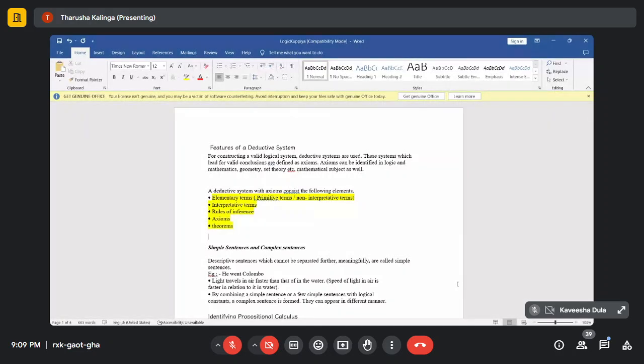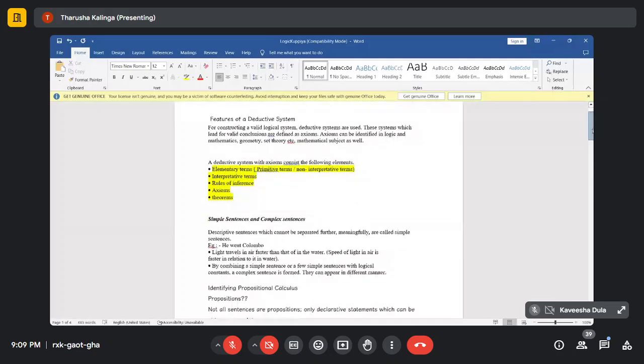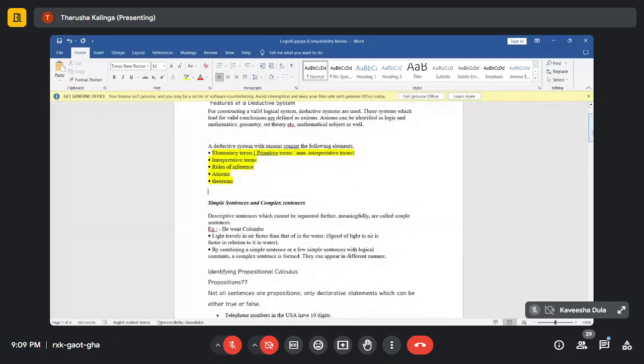Then the next element, rules of inference. This is the rule. We have to adhere to that. Like that, in a deductive system, we have to follow the rules. We have to adhere to those guidelines. Then axioms and theorems, those things you know, and you have heard a lot about that. In the previous sections of our mathematics part we also learned those things, so I'm not going to talk about that.